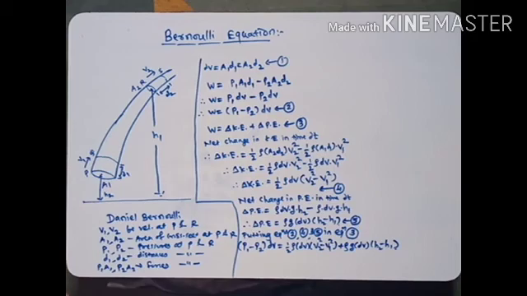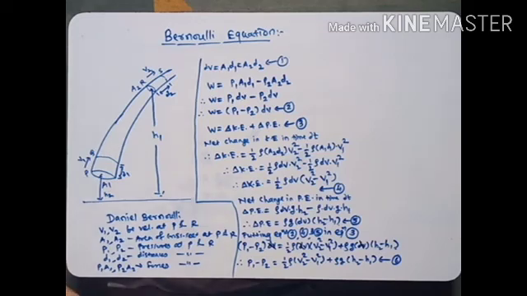See what happens here. This dV gets cancelled, and therefore P1 minus P2 is equal to half rho as it is, then V2 square minus V1 square plus rho g into H2 minus H1. Suppose this is equation number 6. This is the Bernoulli equation.